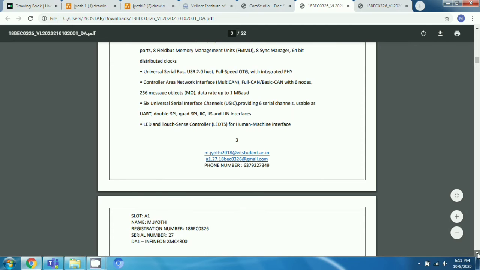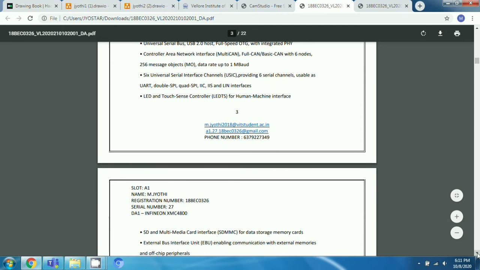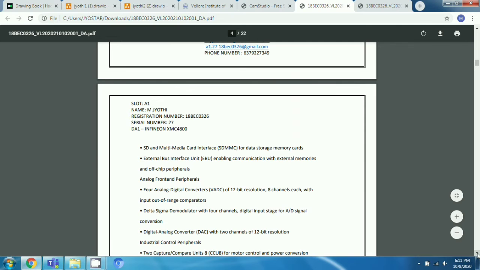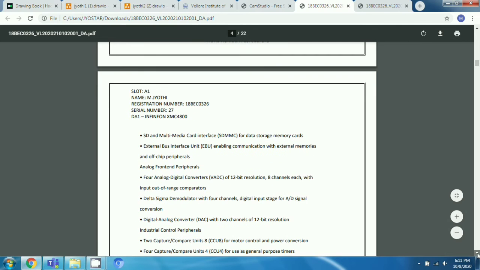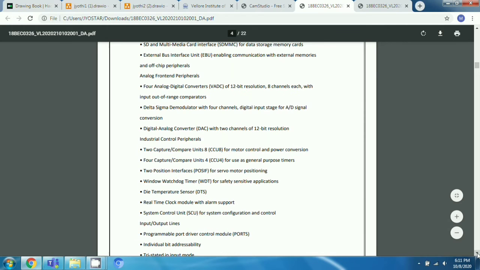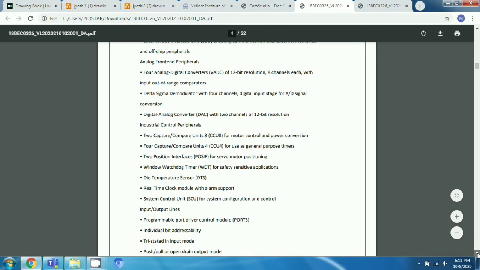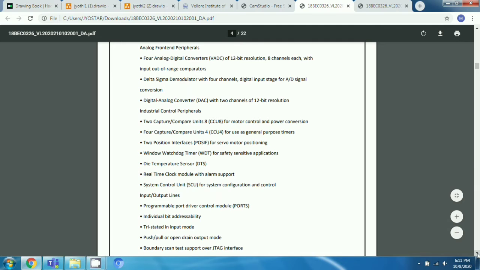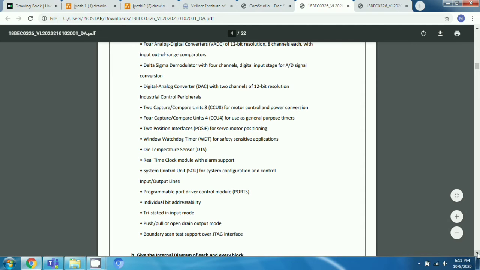And as you can see here in part B of the first question, it gives the internal diagram of the microcontroller, and the ports 0 to 6 have been given here along with the number of bits in each port, which is port 0 has 16-bit, port 1 has 16-bit, port 2 has 16-bit, port 3 also has 16-bit, and the remaining 8, 12, 7 respectively.